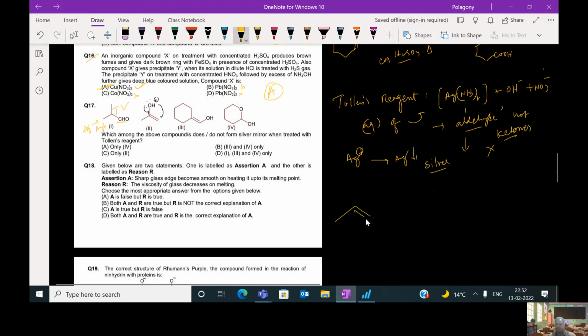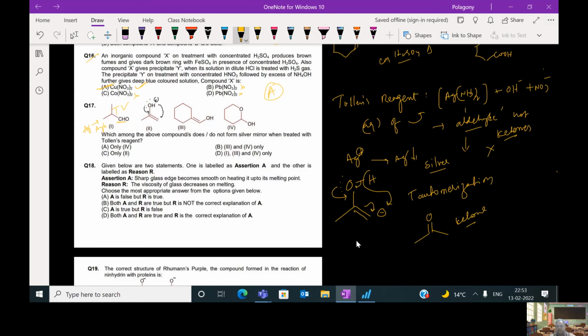There is a pi bond here, and here is the OH, a polar bond. When the lone pair comes back between oxygen and carbon, there is a delocalization, and a negative charge will form. Then the proton shift takes place, the tautomerization process. Then the sigma bond is converted to a lone pair. So the structure we get is that a ketone is formed. Due to the tautomerization, the second compound doesn't react with the Tollens reagent.